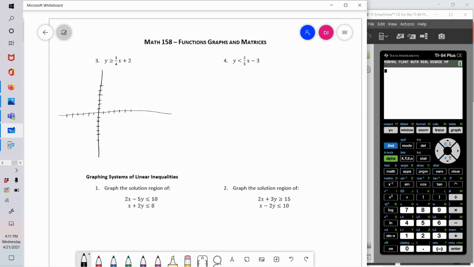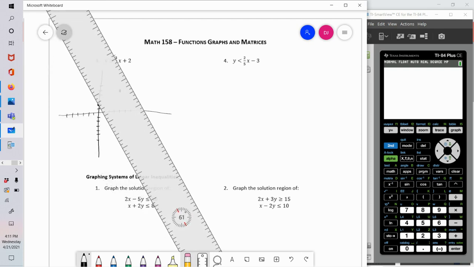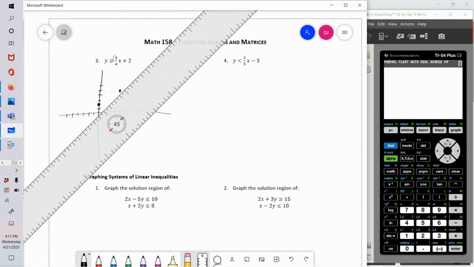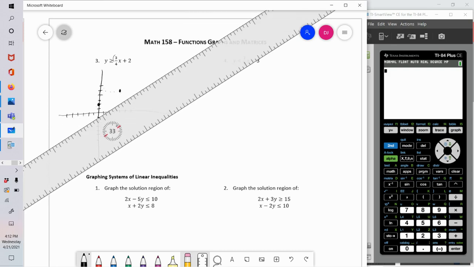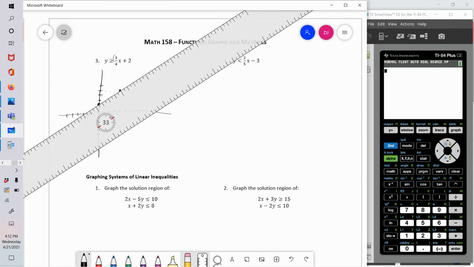So if x is 0, y is 2, so there's our slope. I'm sorry, there's our y-intercept. We have a slope of 3 fourths. So from here, I'm going to go up 3, 1, 2, 3, and over 4, 1, 2, 3, 4. We have those 2 points. And so now here is the line that goes to those 2 points.